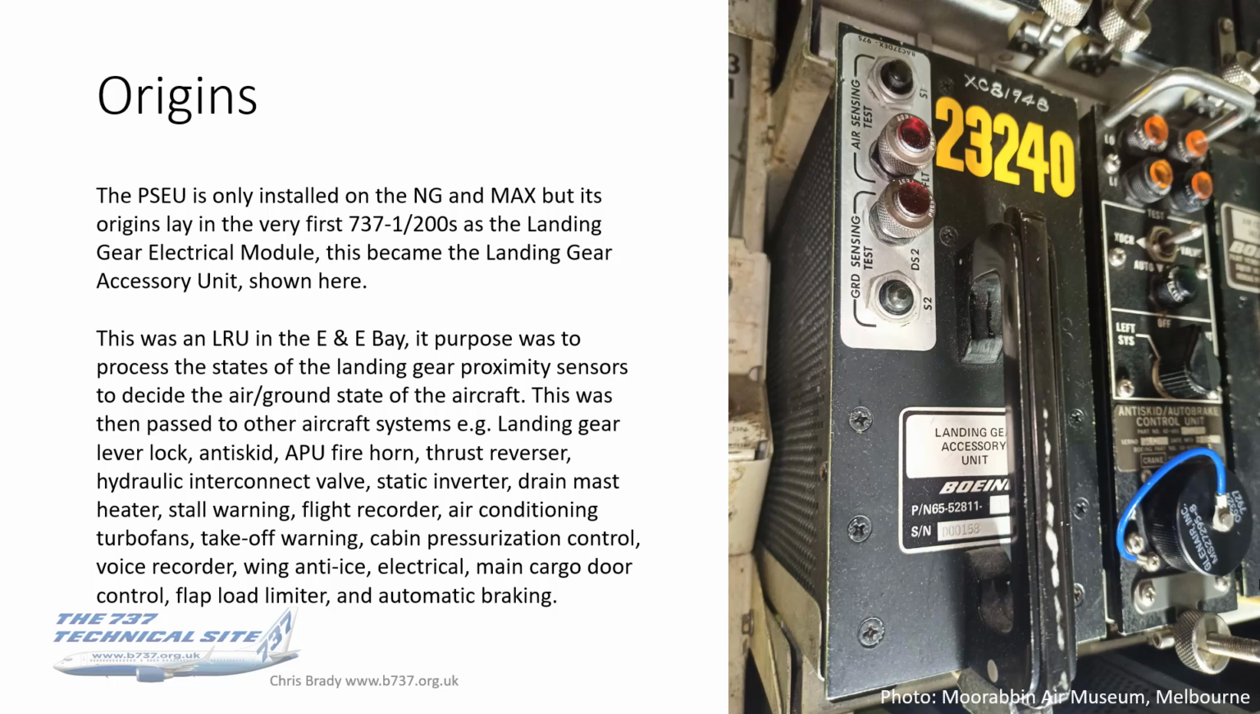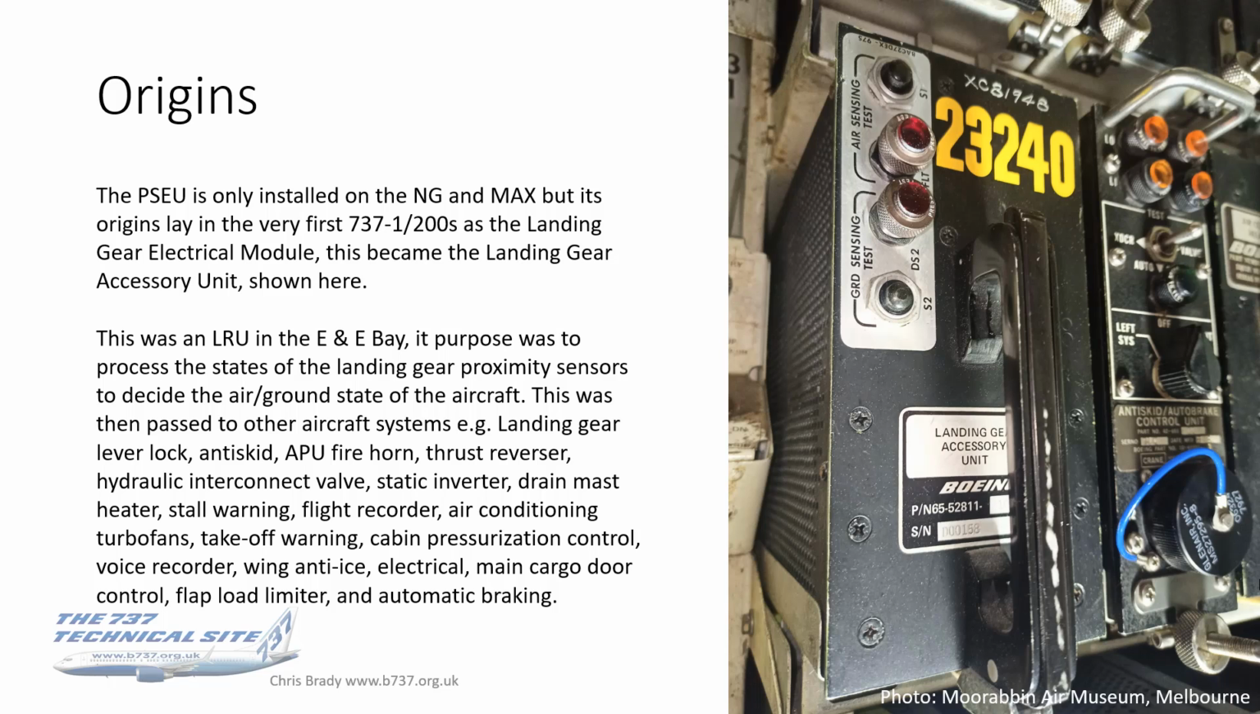The only difference, and I can only go by drawings I've seen of it, was that the ground and air sensing test lights and buttons that you see there at the top left of this unit were actually in a sort of figure 4 shape across the top of the box, much like that anti-skid auto brake control unit just to this box is right actually. Anyway, as you can see, it was an LRU, a line replaceable unit in the E&E bay. Its purpose was to process the state of the landing gear proximity sensors. From that, it could decide whether the aircraft was in the air or on the ground.